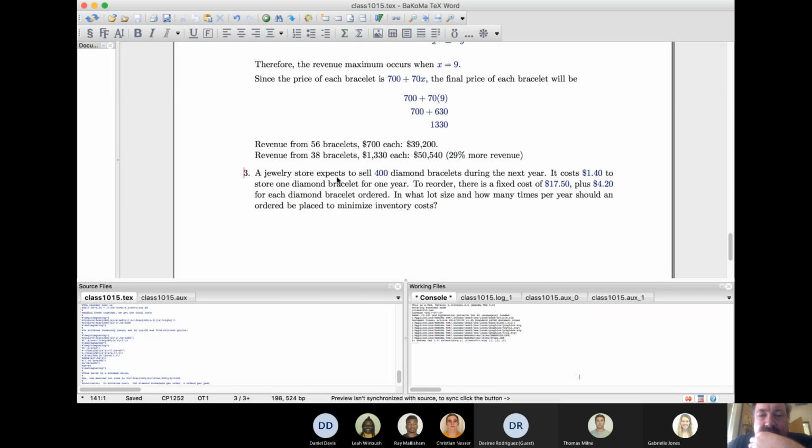Okay. So we have, like before, this is how many you expect to sell, 400 items. And then here's a storage cost, also same as before. The one little wrinkle is when you're ordering, the previous problem with flat irons had a fixed cost per order, but there's also a per item cost to consider. So that's going to be an extra term involved in the total inventory cost. The question is the same. What's the lot size? How many times per year do you order? Again, to minimize inventory costs.